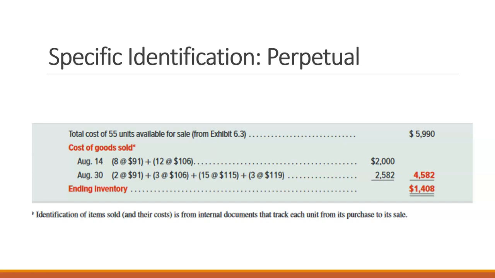Then on August 30th, we have a recording of the bikes that we sold. We sold 23 additional bikes. Of those 23 bikes, 2 of them were the $91 cost, 3 were the $106 cost, 15 at $115, and 3 at $119. Therefore, we have a total cost of goods sold of $4,582, leaving us with ending inventory of $1,408.